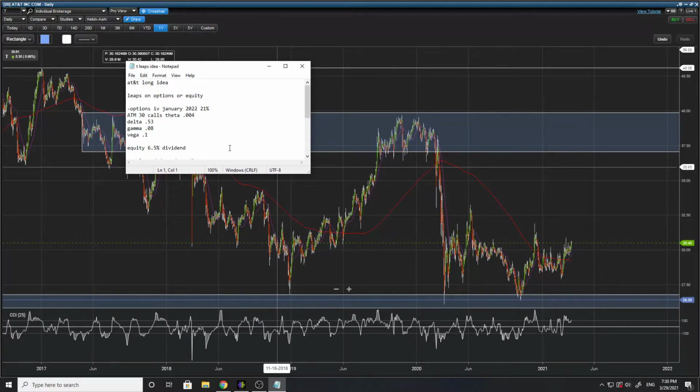Equity, as simple as that. You just buy the shares. It's a 6.5% dividend. Definitely one that you could just have in your long-term portfolio. Long-term, of course. I am not a fundamentalist.